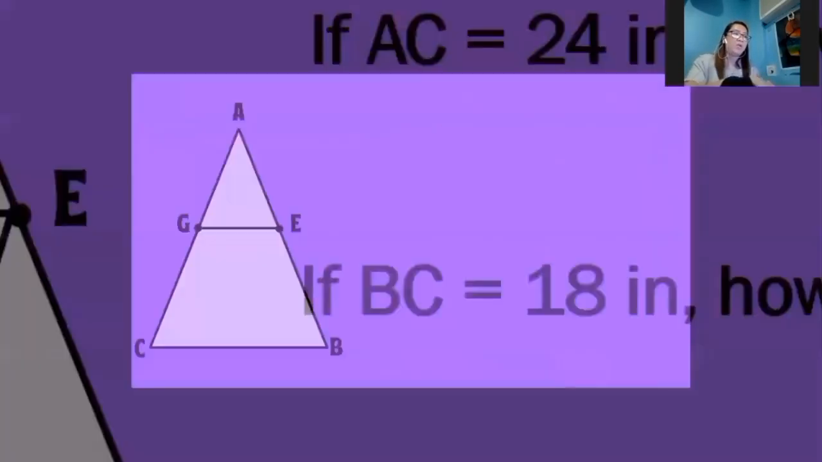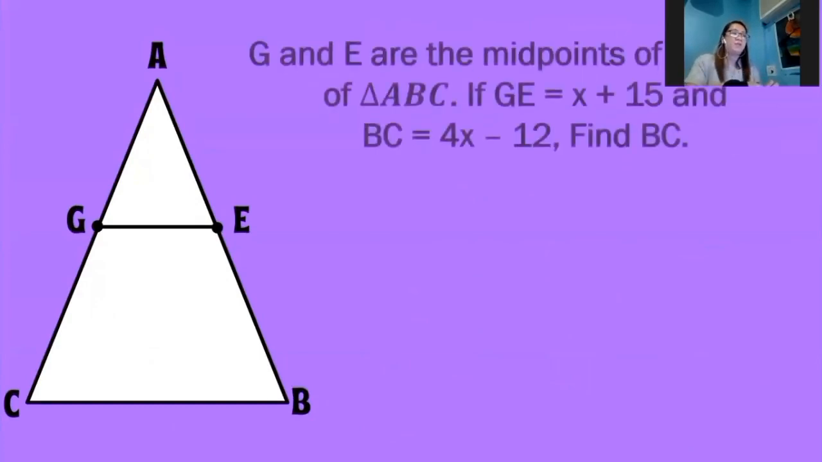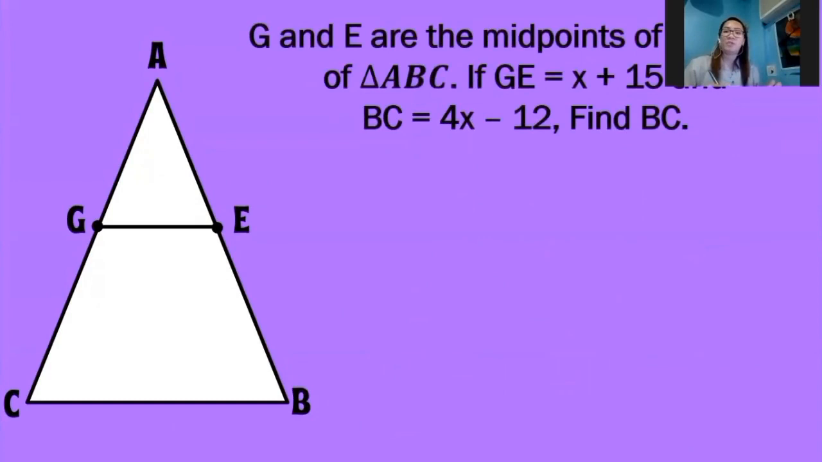Let us proceed with the last and next example. Okay? We have here G and E are the midpoints of the sides of triangle ABC. If GE is equal to x plus 15 and BC equals 4x minus 12, find BC. Okay? As you all know, we have the formula where GE is the midline and BC is the third side. And with that, we can simply say that segment GE is equal to 1/2 BC.